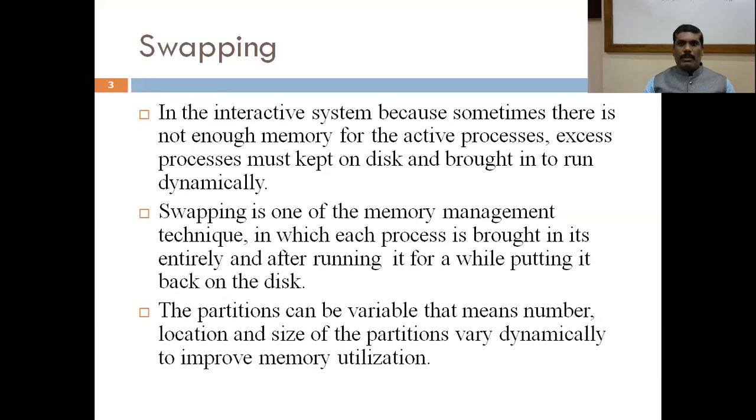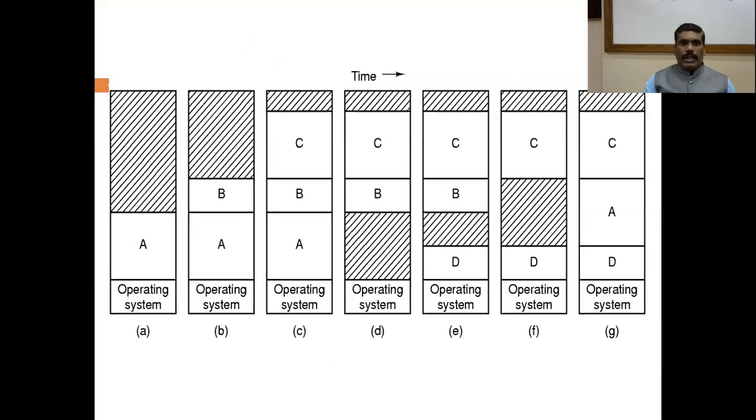The partitions can be variable, that means the number, location and size of the partitions vary dynamically to improve memory utilization. If you see diagram A, there is the operating system at the bottom and process A is loaded in the memory. In diagram B, the operating system is there, process A is there, and B is loaded into the memory. In diagram C, the operating system, A, B, and C, a new process, are loaded into the memory. In diagram D, the operating system is there, process B is there, C is there, but process A terminated, and that memory is free for a new incoming process.